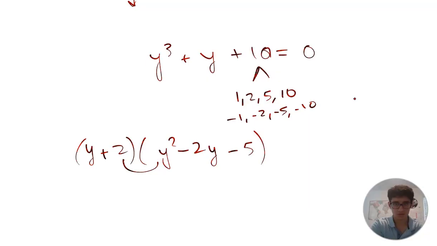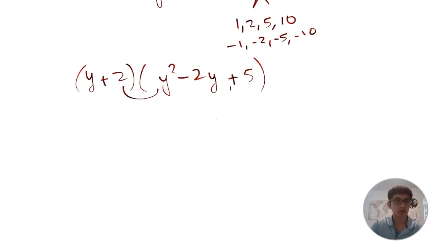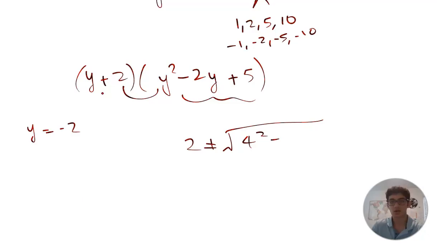Is this not a plus? Yeah, it should be a plus. Sorry, accidentally erased it. Anyway, let's proceed now. So y equals negative 2, that's one root. What do we get over here? Well, let's just use the quadratic formula. We get 2 plus minus the square root of 4 squared minus 4 times 5 all over 2.